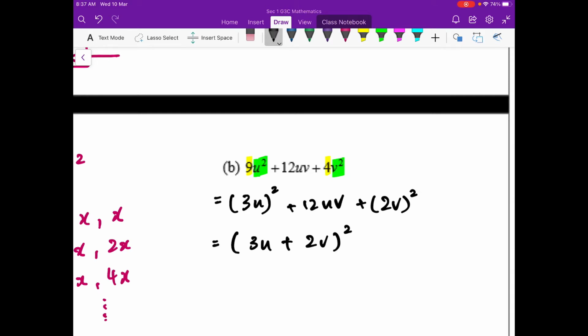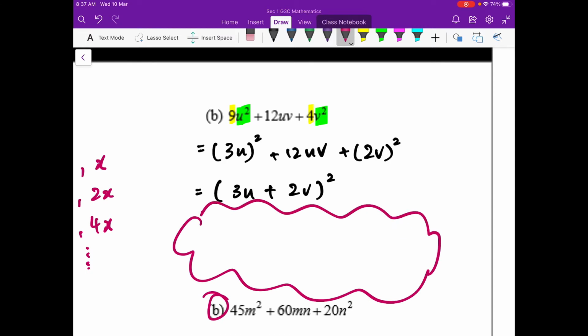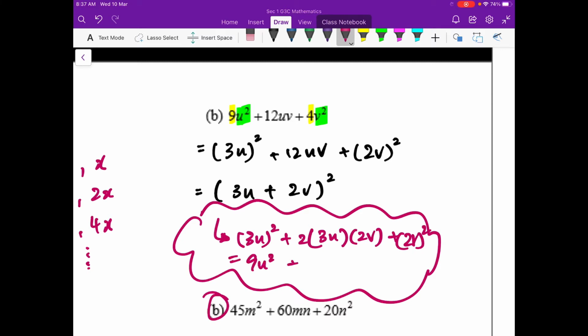A plus B squared. Just a quick check. Expansion is usually a bit easier. If we were to expand this, we get 3U as A squared plus 2 times of A times B plus B squared. So we have 9U squared plus 12UV plus 4V squared. So it's the same. Then you can be sure your answer is correct.